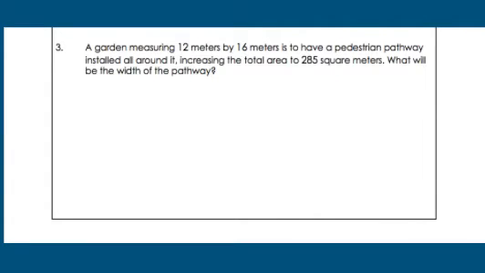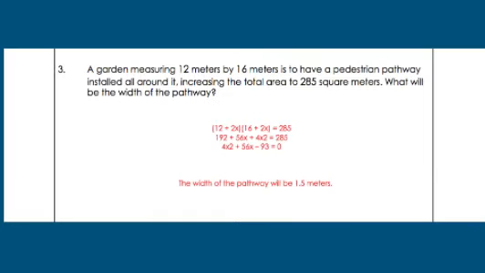We'll move on to the next question. For the last problem, it says a garden measuring 12 meters by 16 meters is to have a pedestrian pathway installed all around it, increasing the total area to 285 square meters. What will be the width of the pathway? So I'll show you the answer, and I will explain.